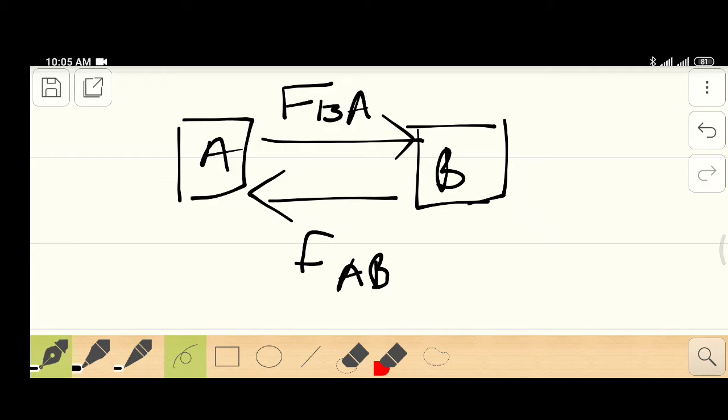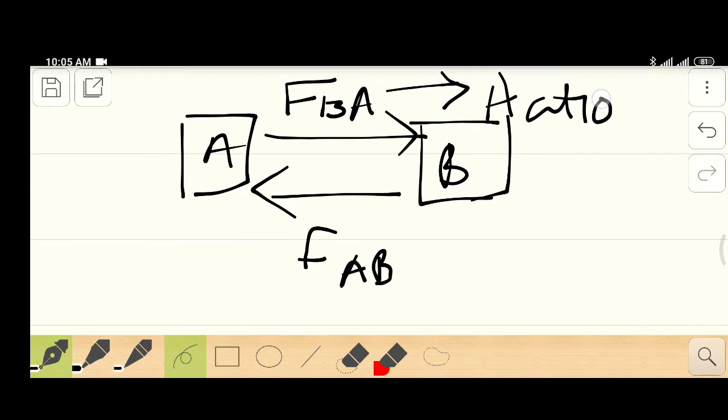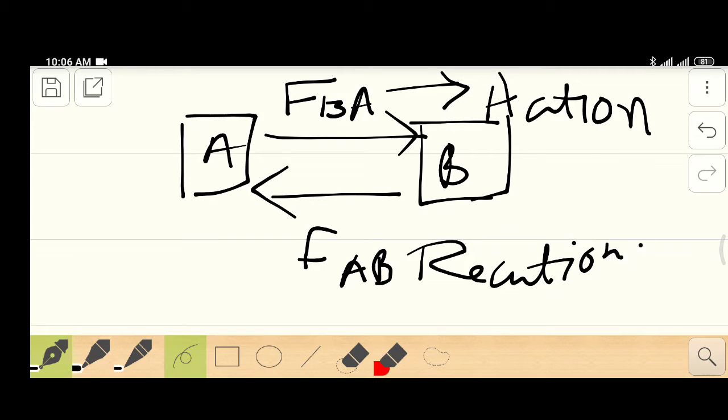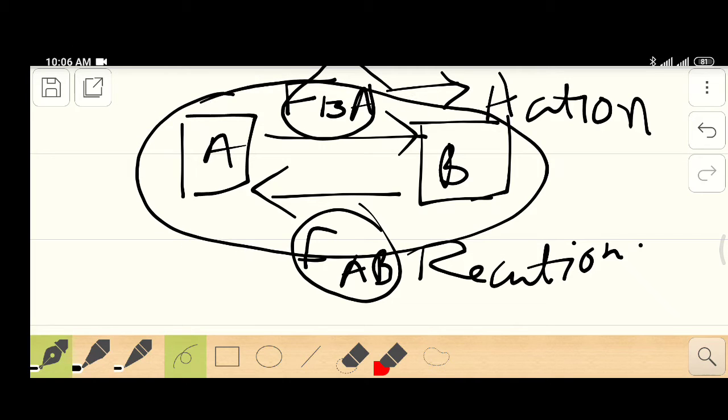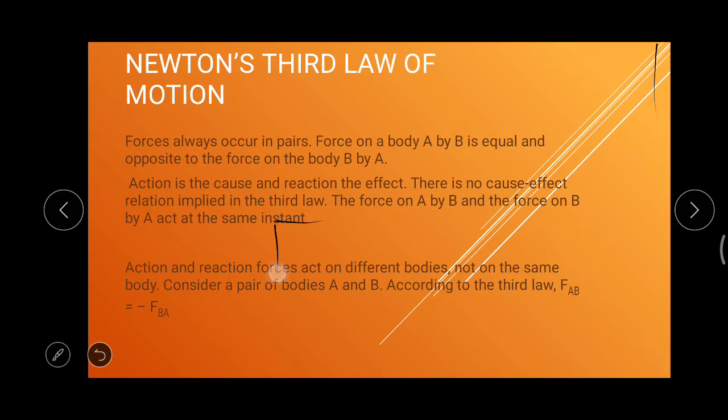So here F_BA is the action and F_AB is the reaction. So you can consider this F_AB as action, then F_BA will be the reaction. As F_AB and F_BA are equal, and you can see the directions are opposite. The force over B by A and the force over A by B, both are equal and opposite, so they will cancel each other. So the net force over the system will always be 0. So F_AB is equal to minus F_BA.